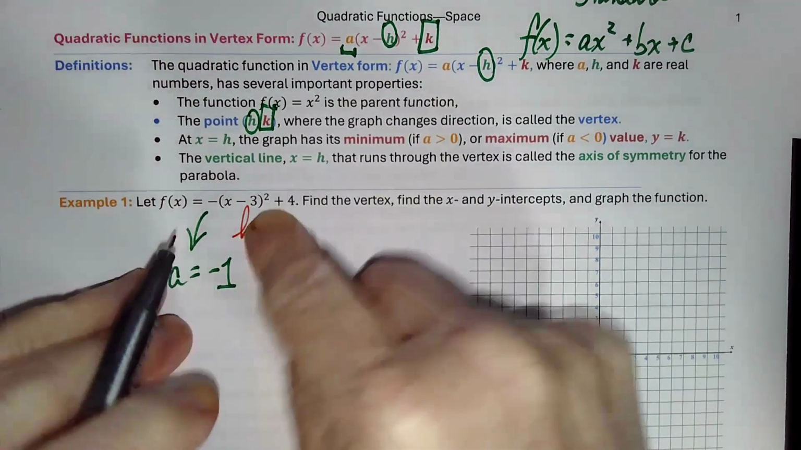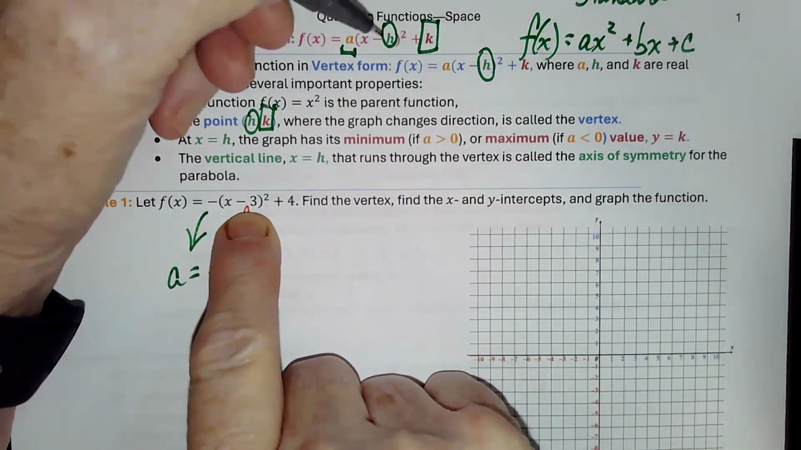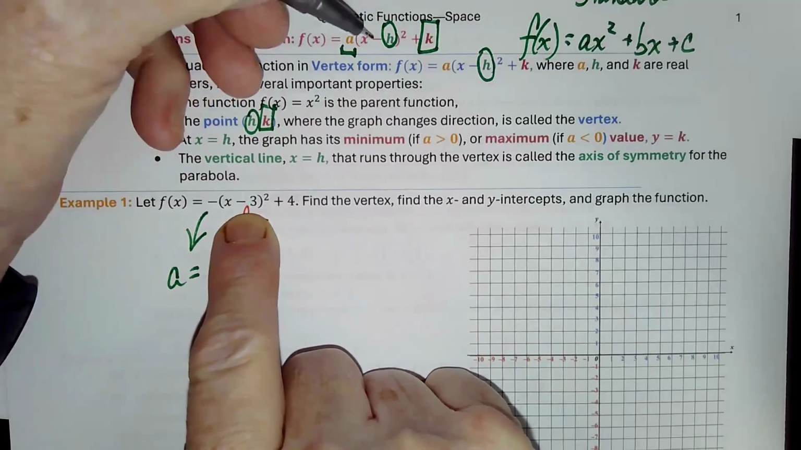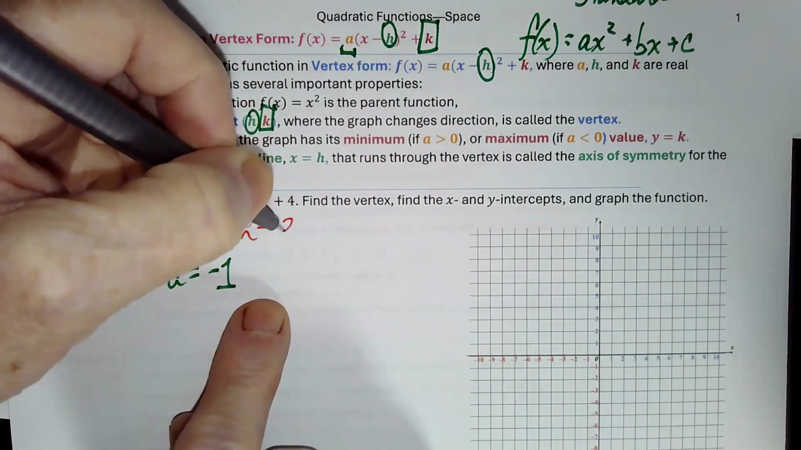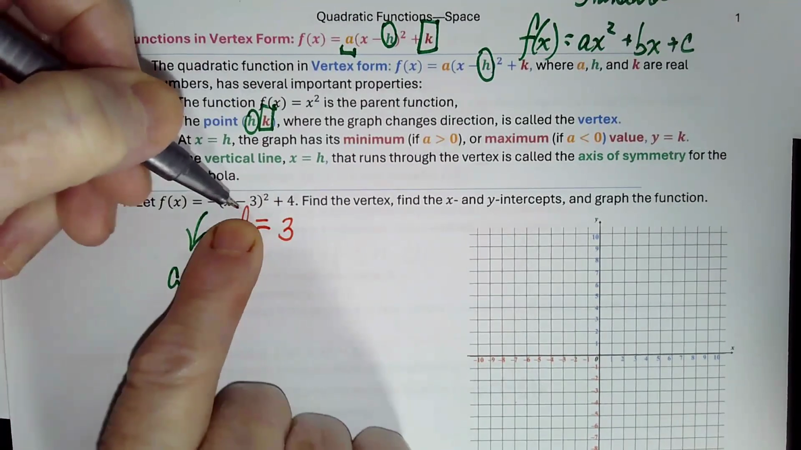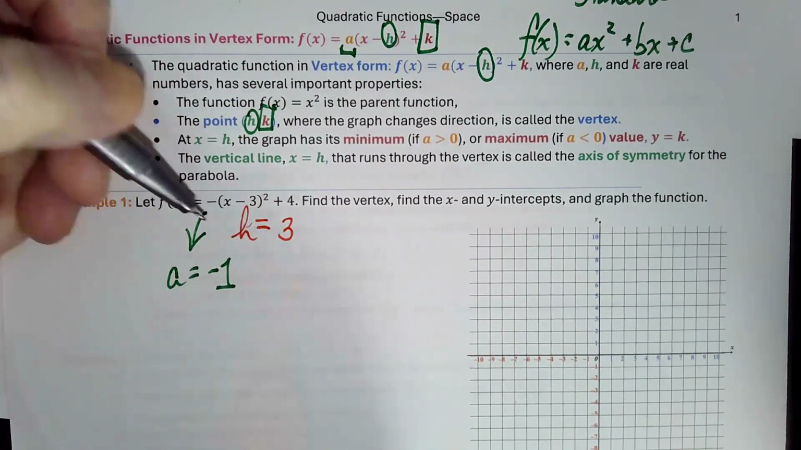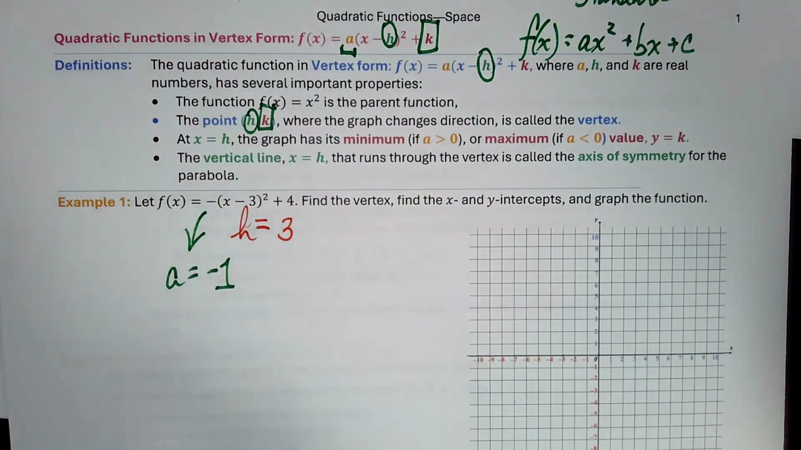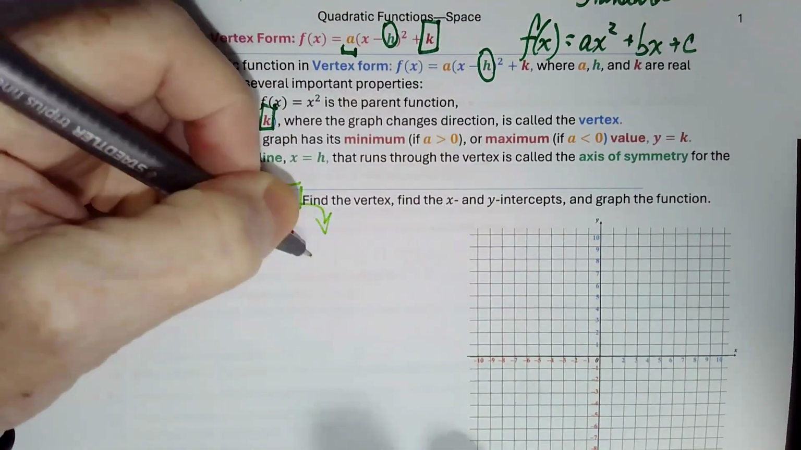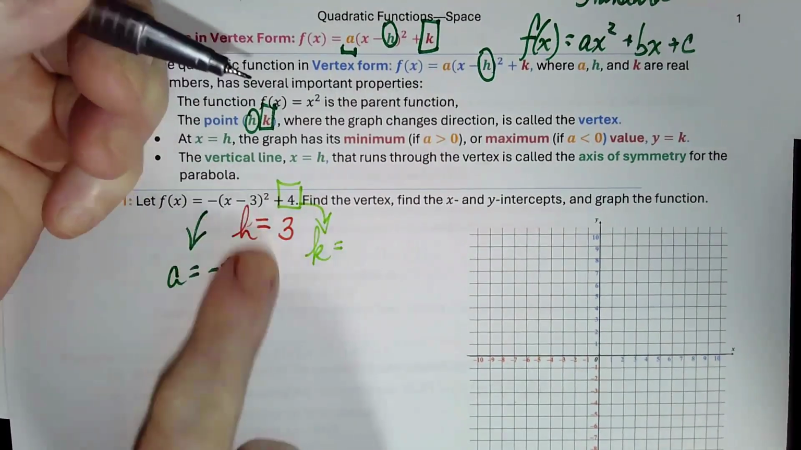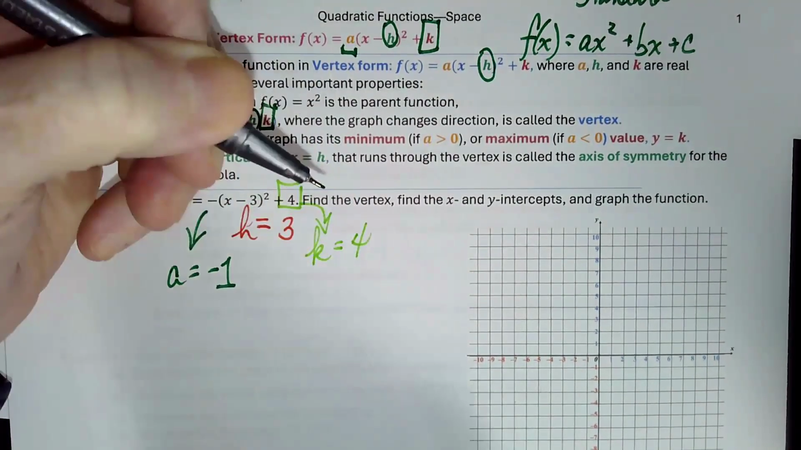And this is the weird part. It's going to be positive. h has to have a negative in front of it in order to be positive. If h has a positive sign in front of it, it will be negative. It's kind of weird. And then we've got k, and k is straight up. What you see is what you get. So k is going to be positive 4.